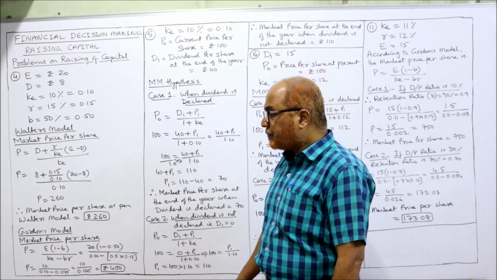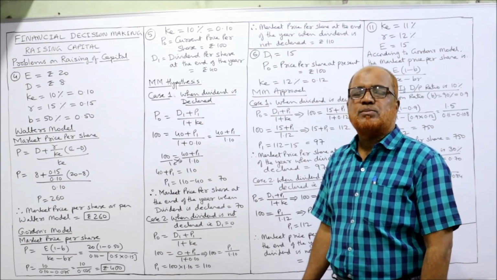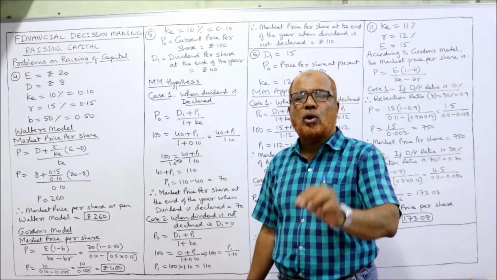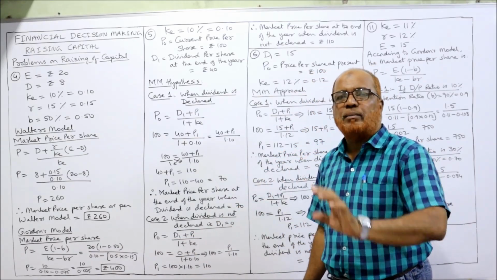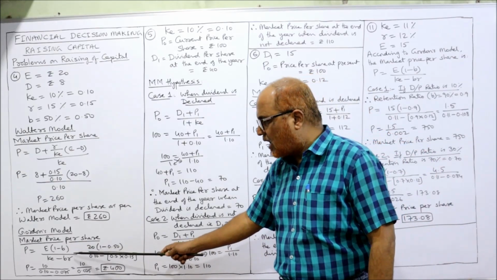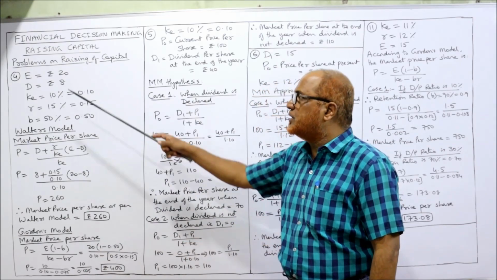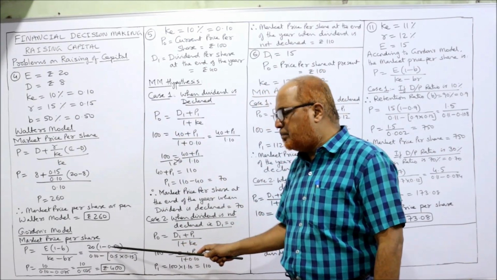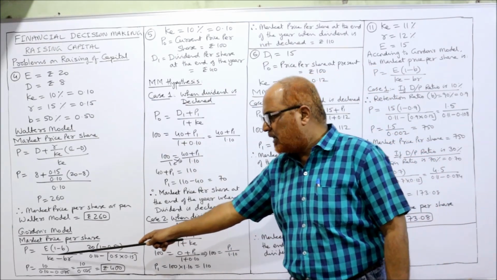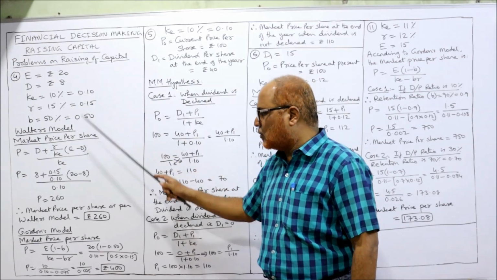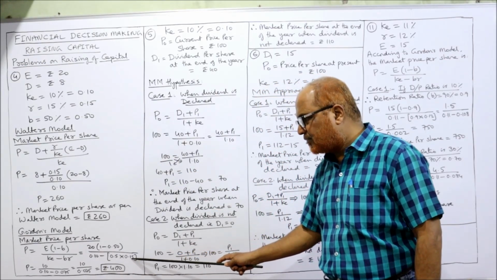Now we'll apply Gordon's model. According to Gordon, the market price per share is P is equal to E into 1 minus B divided by KE minus BR. This is the formula. Now E stands for earnings per share, 20 rupees, already given. 1 minus B, B is the retention ratio, here 0.5, divided by KE, KE is 0.10, minus B into R, B 0.5, R is 0.15.